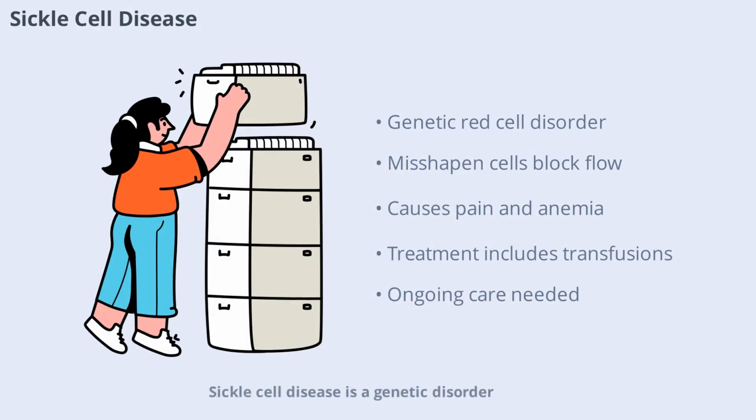Sickle cell disease is a genetic disorder where red blood cells become misshapen and rigid, resembling a sickle. These abnormal cells can block blood flow, causing pain, organ damage, and anemia. Hematology is essential for diagnosing sickle cell disease and managing symptoms, which may include pain relief, blood transfusions, and medications. Advances in hematology have improved the outlook for patients, but ongoing care is necessary to prevent complications.